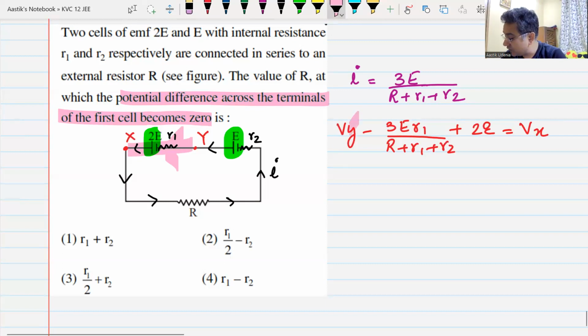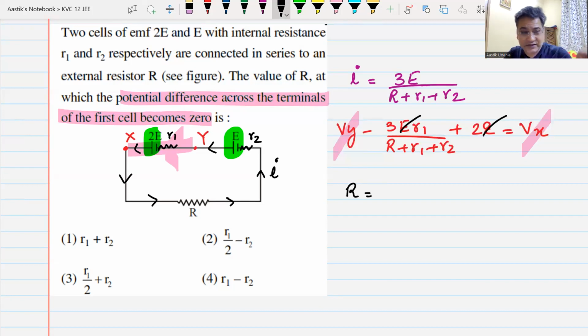Now Vx minus Vy should be 0. That means your Vx and Vy are same, so we cancel it out. This is the simplest equation in the entire universe. You can easily solve it and get the value of capital R in terms of R1 and R2. The value of capital R that is given in the answer sheet is option number 2, and that is the answer that you get.